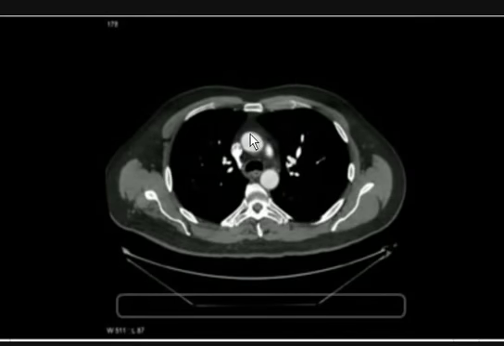Okay, ascending aorta and descending aorta will join together. If we go further up, this is trachea.